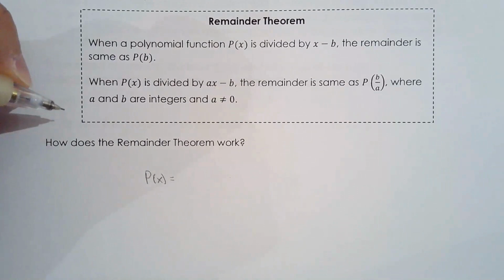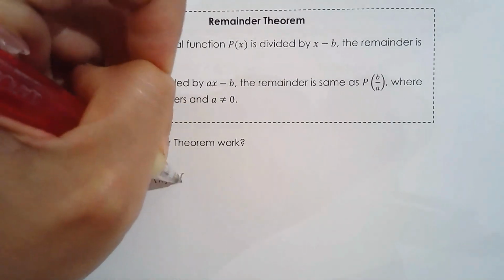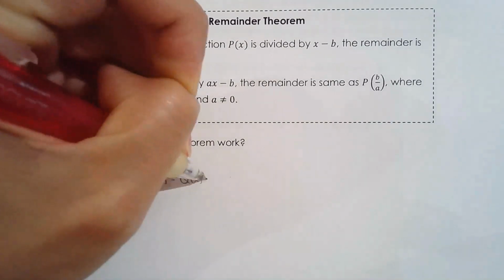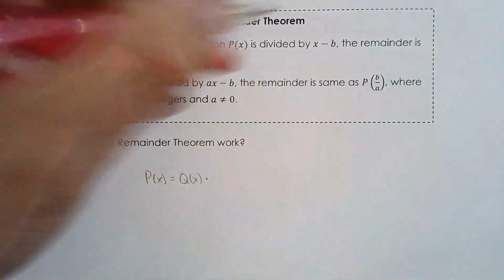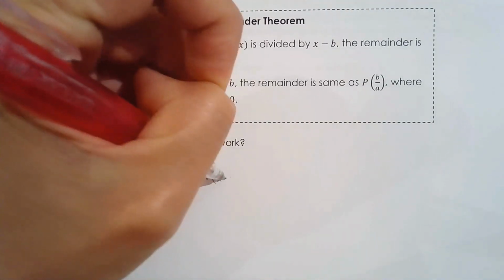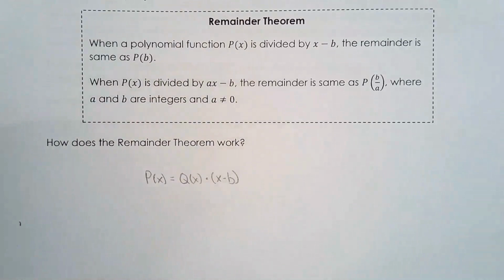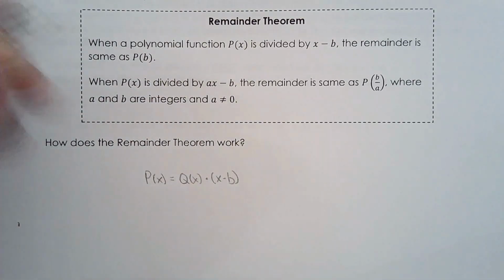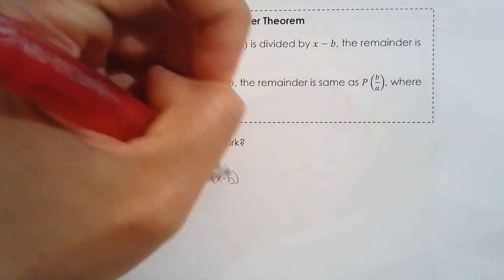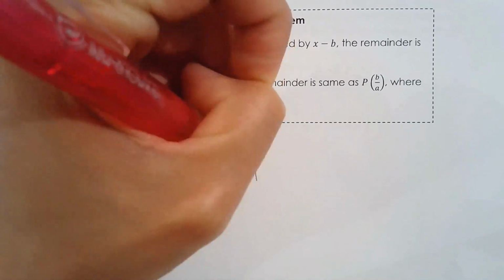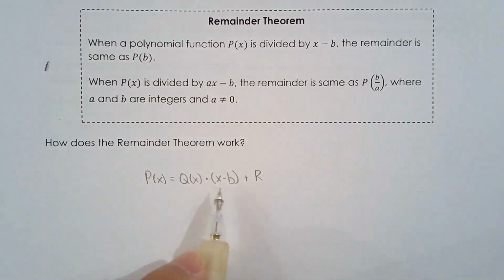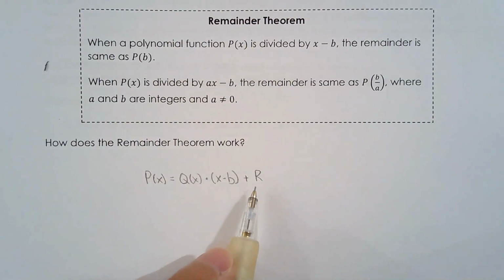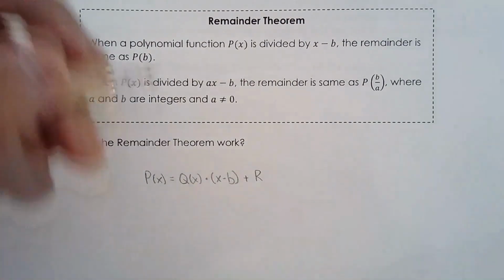If I wrote the division statement, p of x would be equal to q of x times the divisor. Let's say the factor is x minus b. We could do ax minus b in a second, but let's say it's x minus b. If I divide by x minus b, I know my remainder will be a constant, because the divisor has a degree of 1, which means my remainder has to have a degree of 0. So let's say it's r.